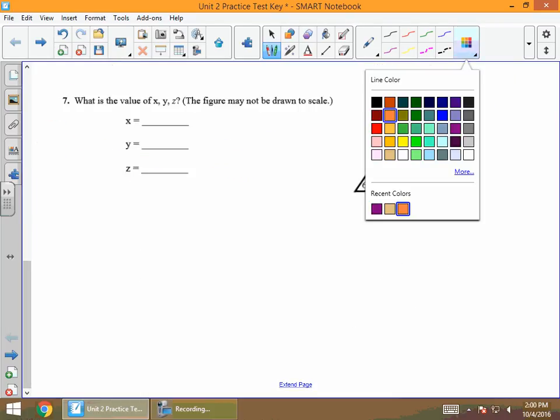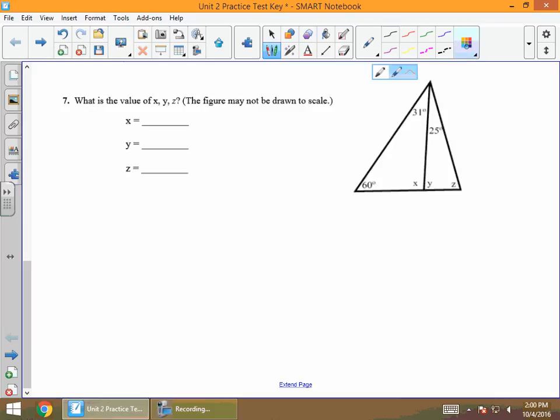All right, and question number 7. We have to find x, y, and z. The figure may not be drawn to scale. Okay, so I'm going to take a look at the left triangle first. That left triangle right there has x in it. I know this. They have to add up to 180. So 60 plus 31 plus x has to equal 180.